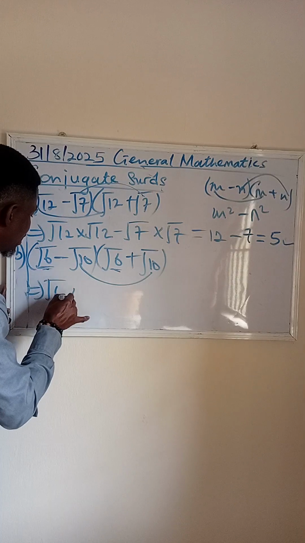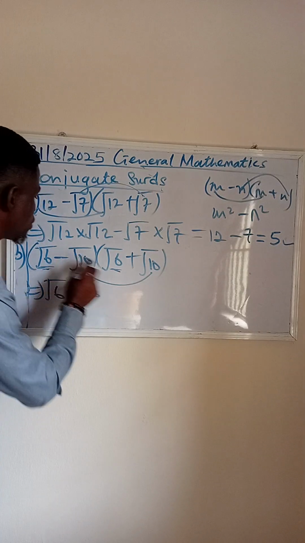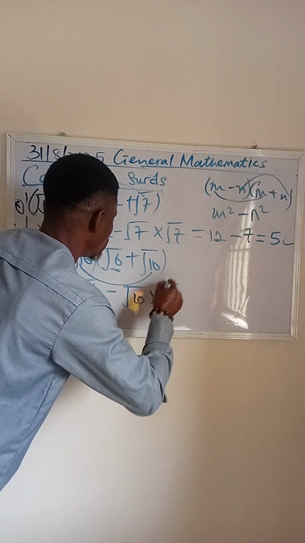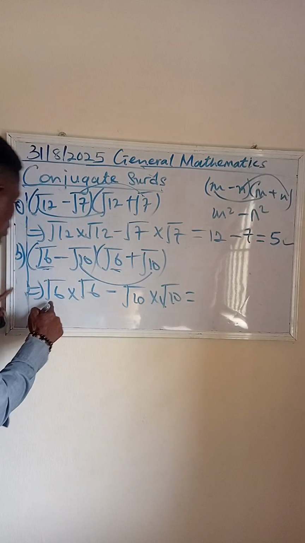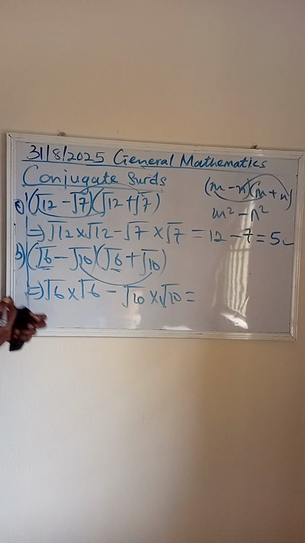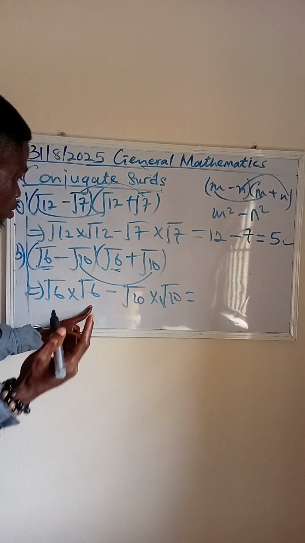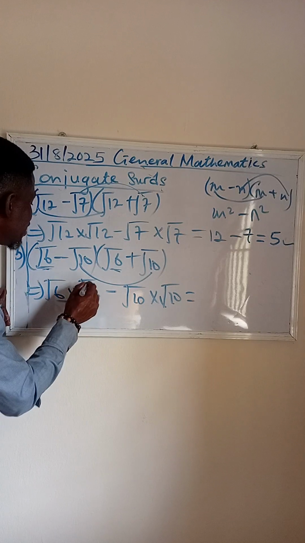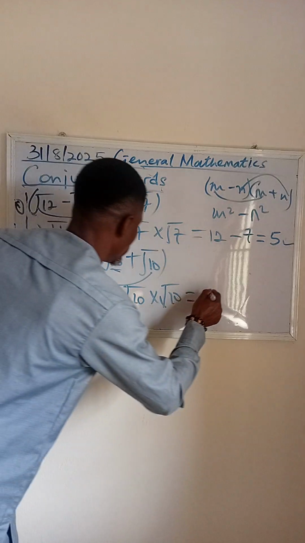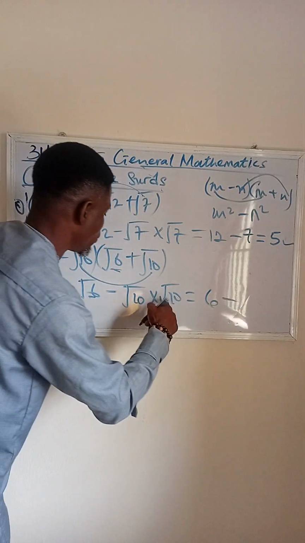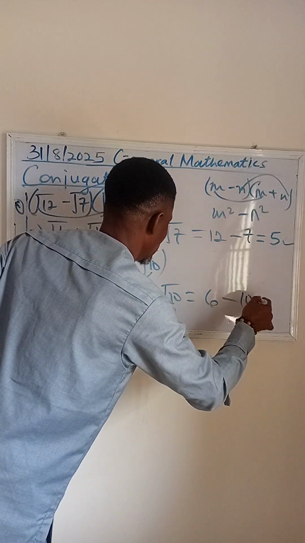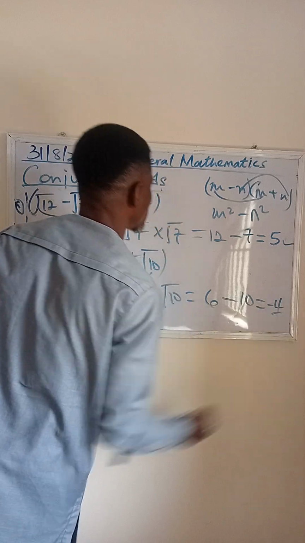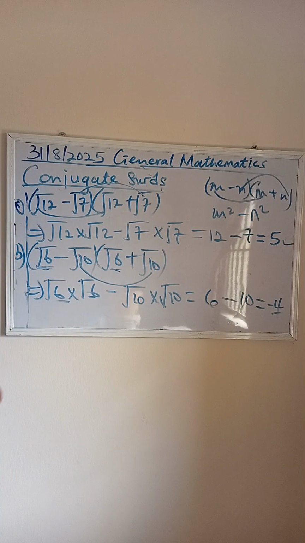We have root 6 times root 6. Then this one will give you minus times plus, which gives minus. Then we have root 10 times root 10. Okay, then what's the next thing? Root 6 times root 6 is 36. Then what is the square root of 36? It will give you 6. Or just apply it this way: anytime you have the same number under a square root sign, just pick that number. We have 6. Then minus root 10 multiplied by root 10 will give you 10. Now 6 minus 10, what do you have? It will give you minus 4.